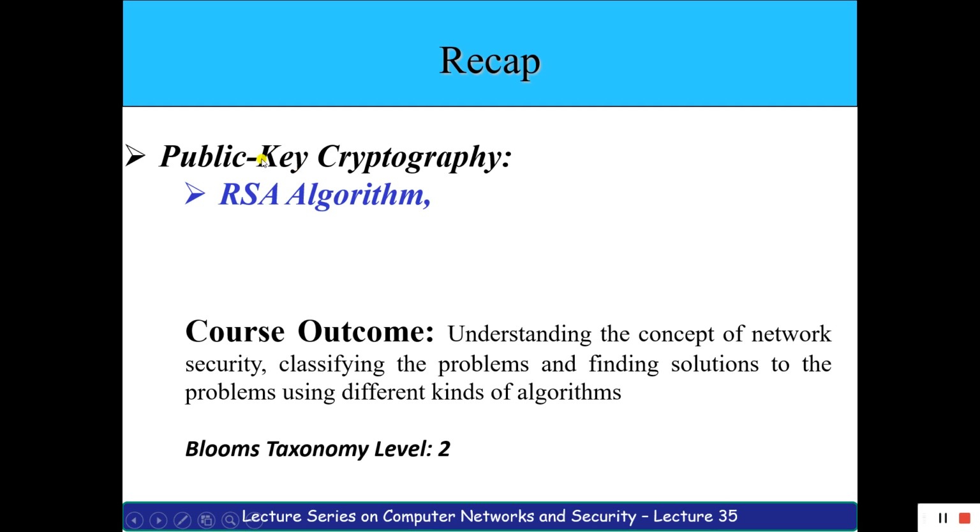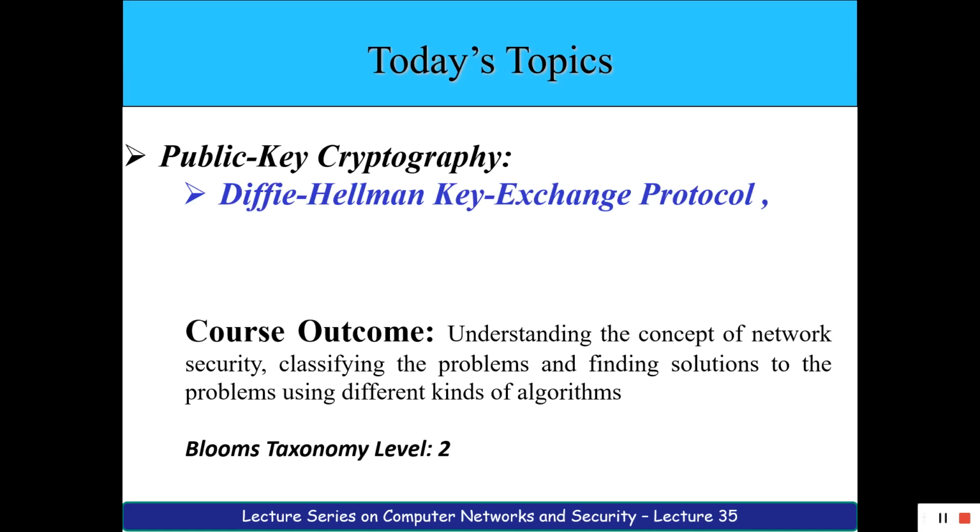So in the previous lecture we learned about public key cryptography, wherein there are two keys: one is the public key and one is the private key. The public key is used for encryption and the private key is used for decryption. Under that we learned an algorithm called the RSA algorithm, Rivest, Shamir and Adleman, wherein we were generating keys, exchanging the keys, and we saw how to encrypt and decrypt the data.